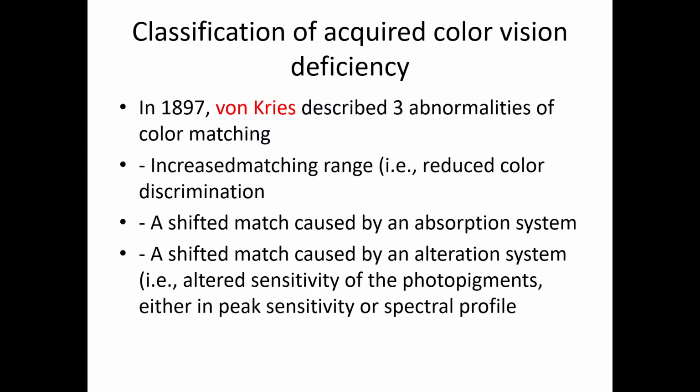Classification of acquired color vision deficiency. In 1897, Von Gries described three abnormalities of color matching. It is because of an increased matching range, where the patient is not able to identify the specific color, so reduced color discrimination. Either it is because of a shift in match caused by an absorption system or a shift in match caused by an alteration system. So that is the altered sensitivity of the photopigments.